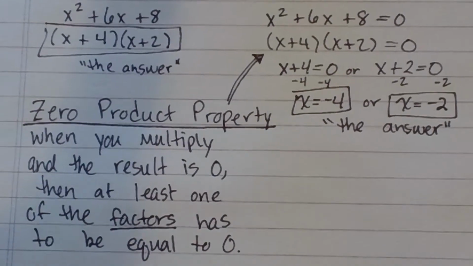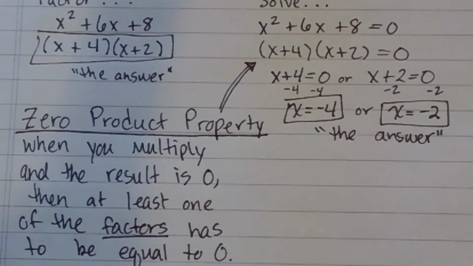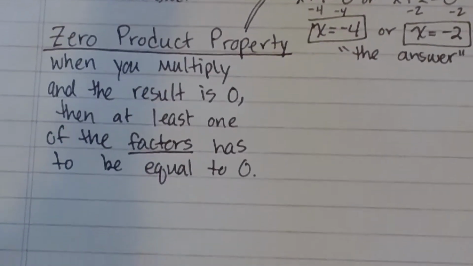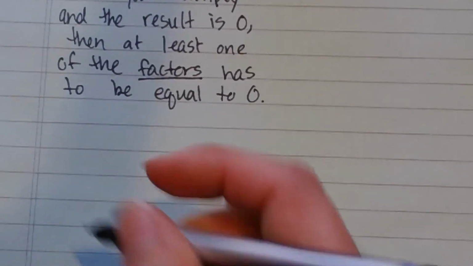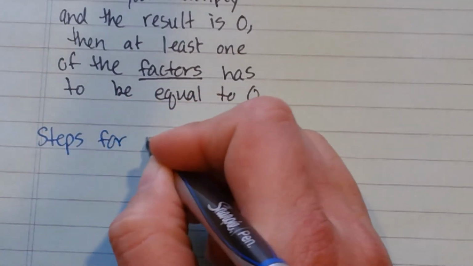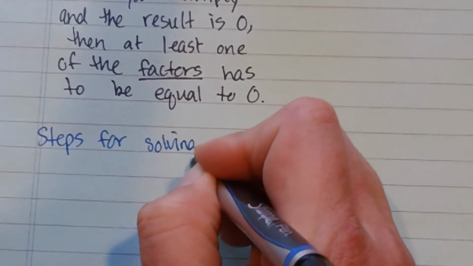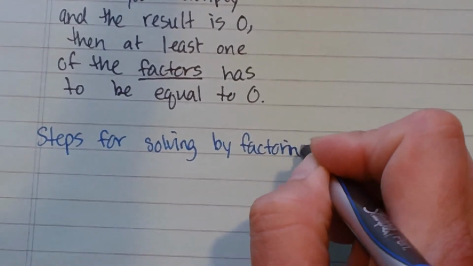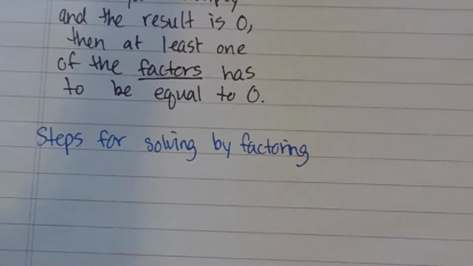So now we're going to have to pay attention to not only how to factor something, but whether we should factor it or whether we should keep on going and get an answer, so to speak. So let's kind of write out the steps to solve by factoring, and then we'll look at some examples. Steps for solving by factoring. And then we'll go through an example together.